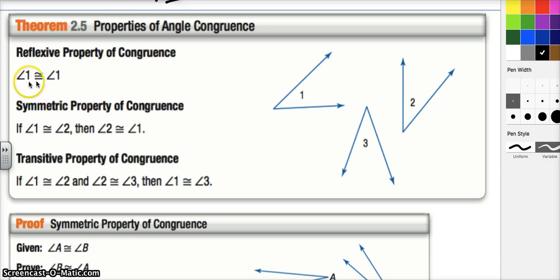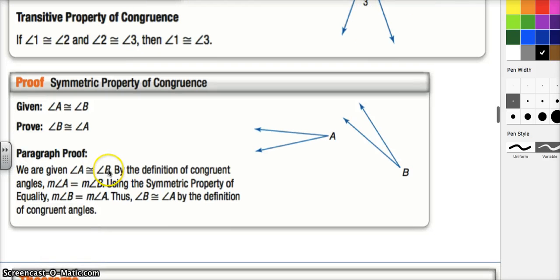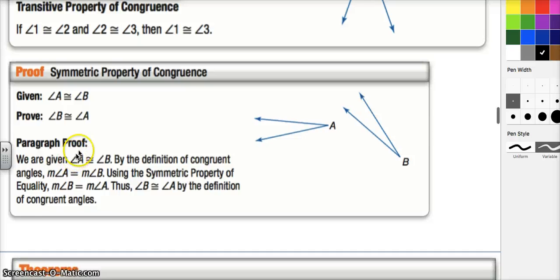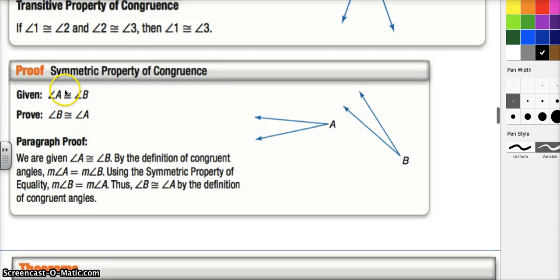So the reflexive property: angle 1 is congruent to itself. Symmetric property: if angle 1 is congruent to angle 2, then angle 2 is congruent to angle 1. And then the transitive property: if angle 1 is congruent to angle 2, and angle 2 is congruent to angle 3, then clearly angle 1 and angle 3 are congruent. And for the symmetric property, this is the proof that one can look at. If angle A is congruent with angle B, then angle B is congruent with angle A.